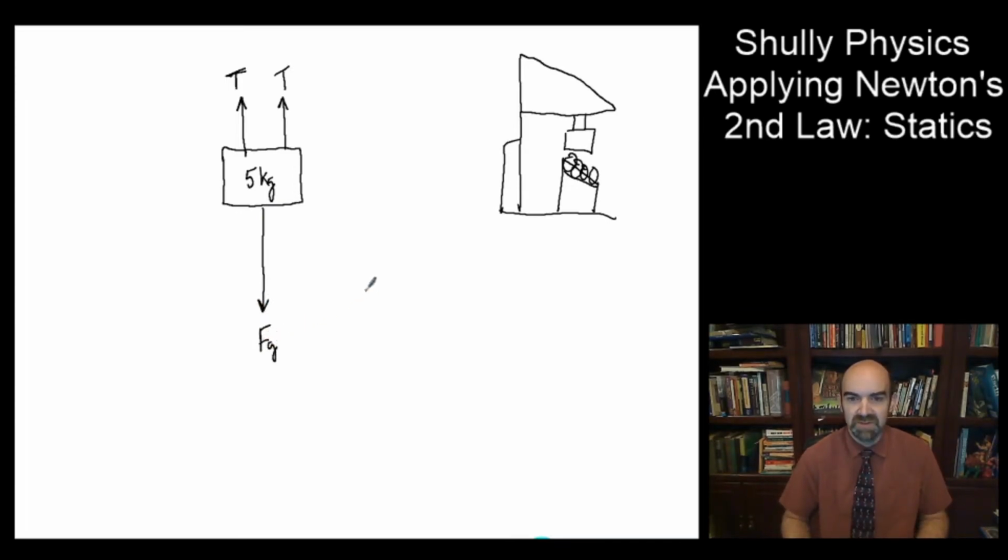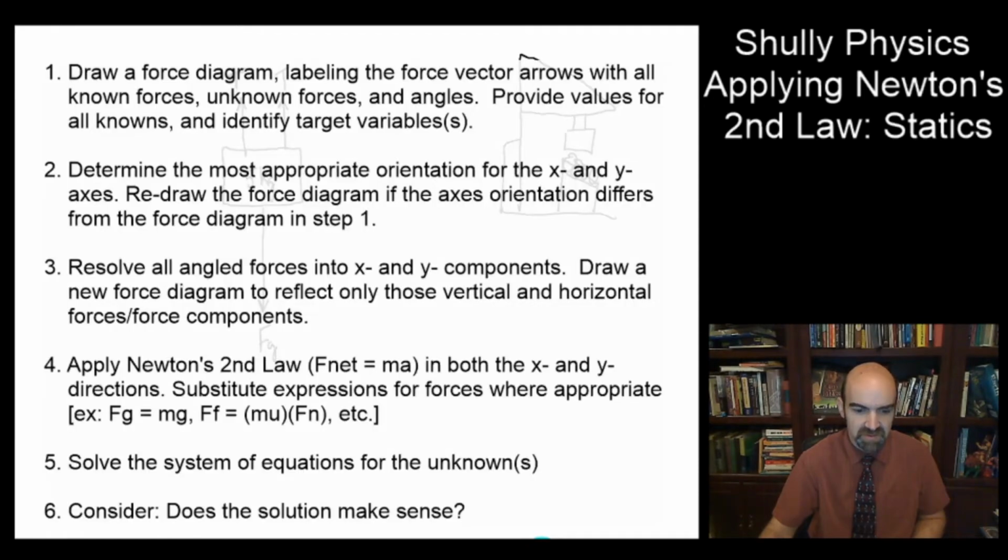All right, what I've just done here is I've labeled my force vectors. I'm drawing a force diagram. Let's flash up that problem-solving text. There it is. So I drew the force diagram. I'm labeling the forces with vector arrows with all the known forces and unknown. So tension is unknown at this point. There are no angles involved. There's no angled forces, so I don't have to worry about that yet.